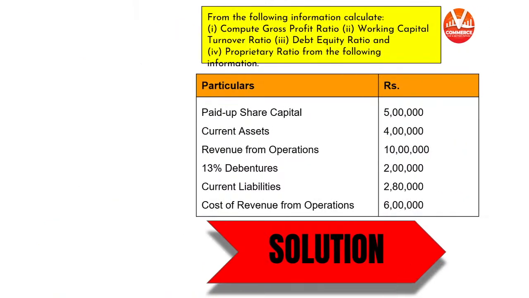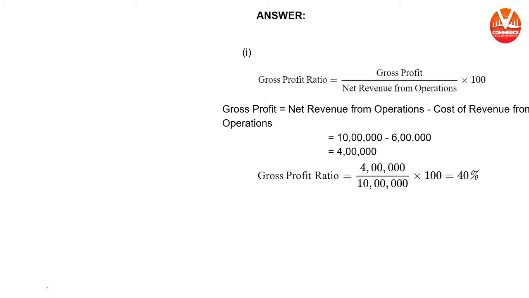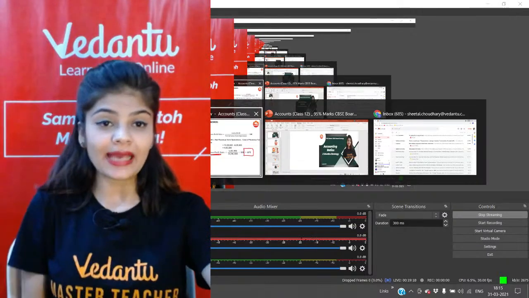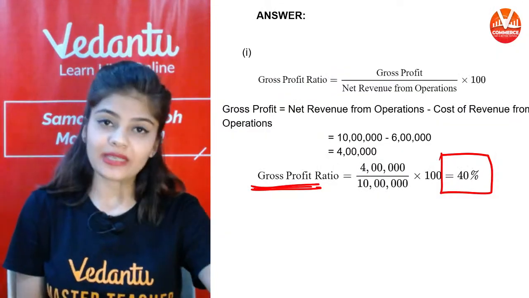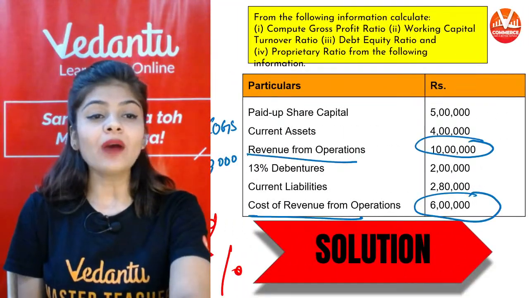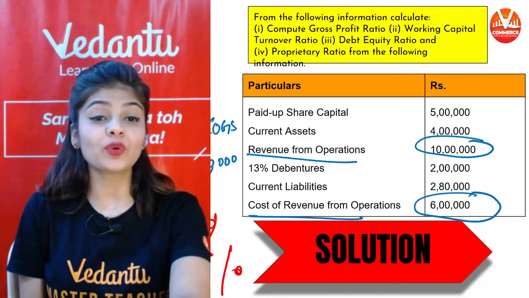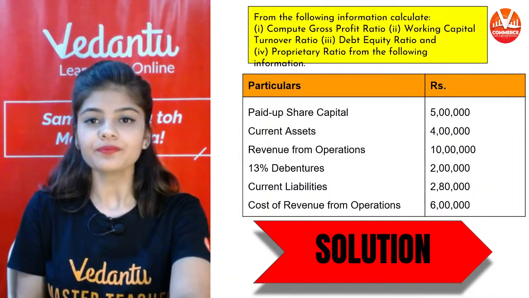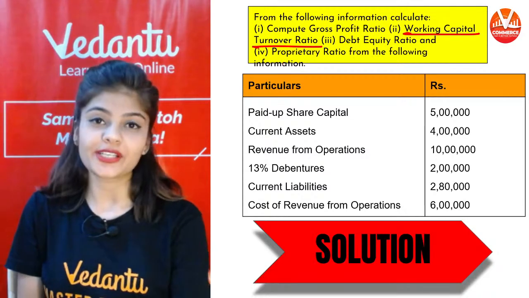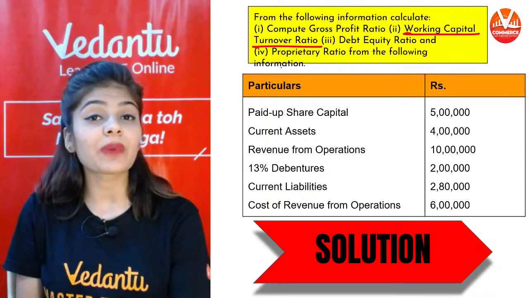So this is your answer. The gross profit ratio will be 40%. Similarly, we will calculate all the other ratios. So we have calculated gross profit ratio. Now the next which we have to calculate is working capital turnover ratio. Next क्या calculate करना है हमें?